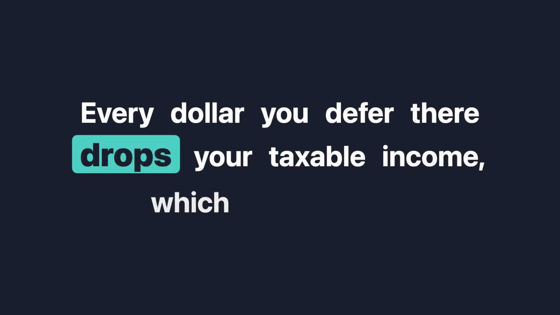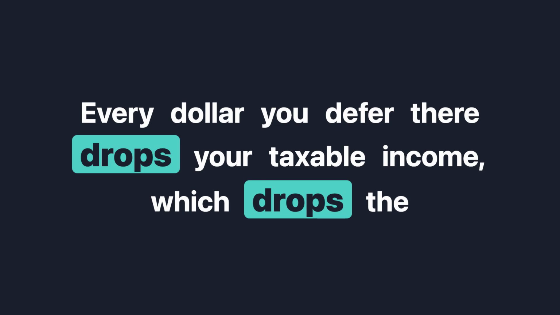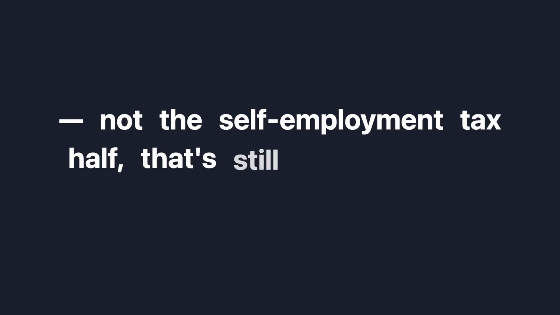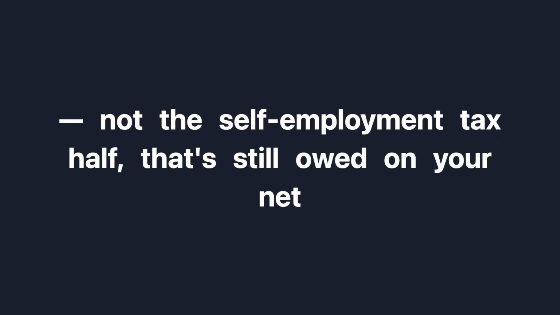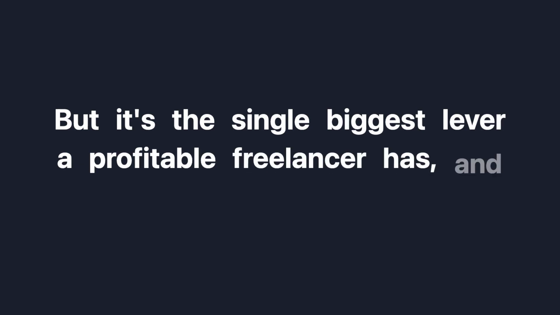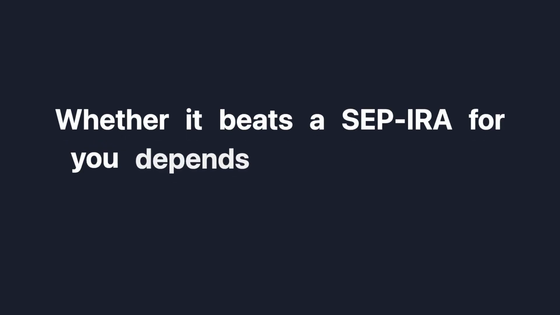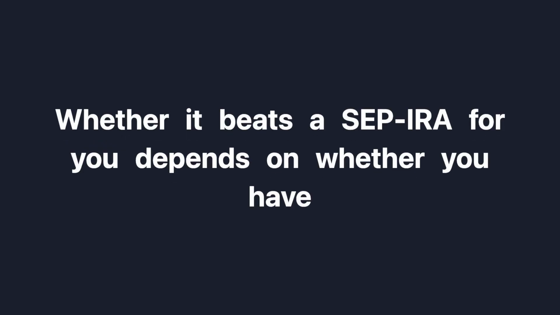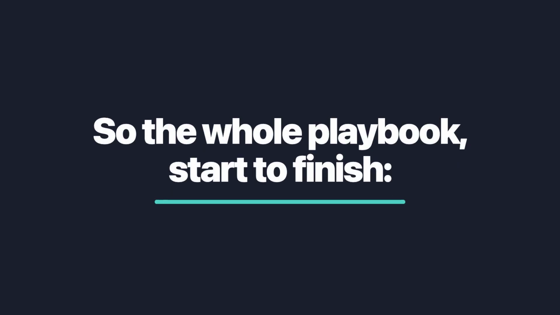Every dollar you defer there drops your taxable income, which drops the income tax half of your estimated payments. Not the self-employment tax half, that's still owed on your net profit, so don't overestimate the savings. But it's the single biggest lever a profitable freelancer has, and setting it up in December instead of March costs people thousands. Whether it beats a SEP IRA for you depends on whether you have employees and how much you actually want to contribute. So the whole playbook, start to finish.